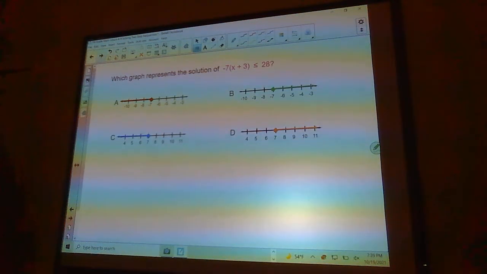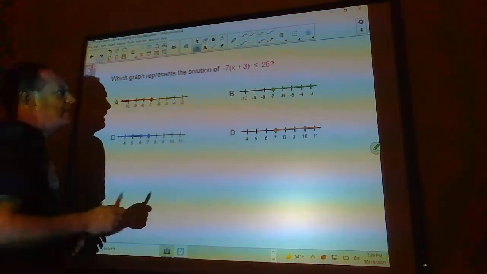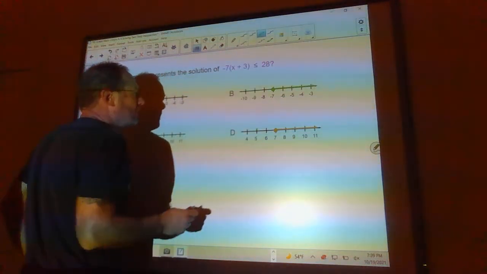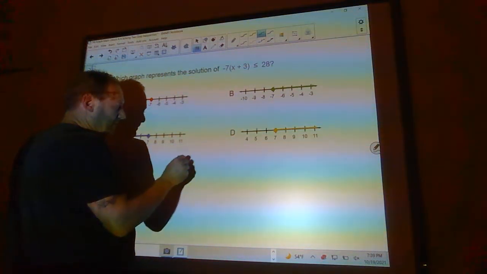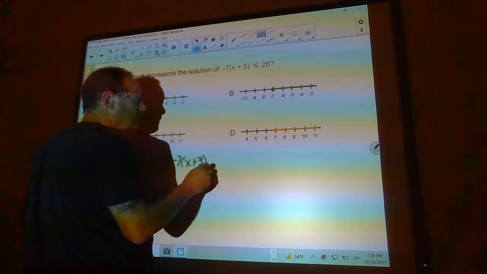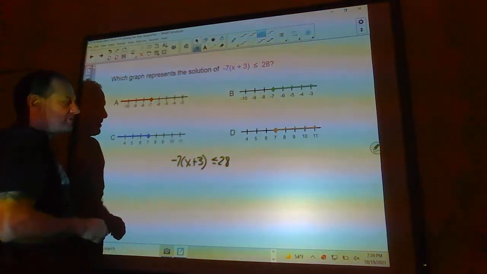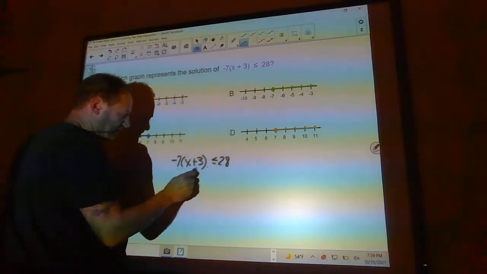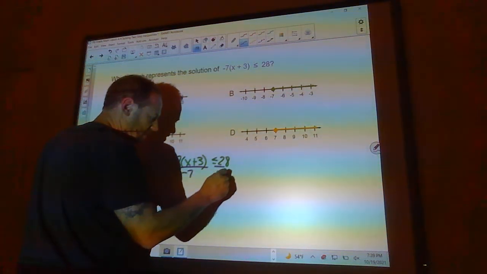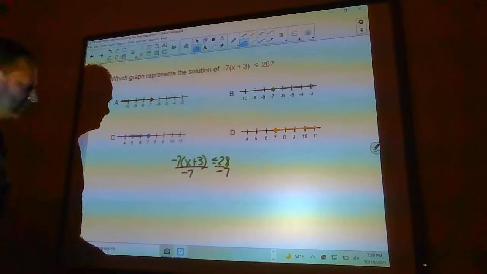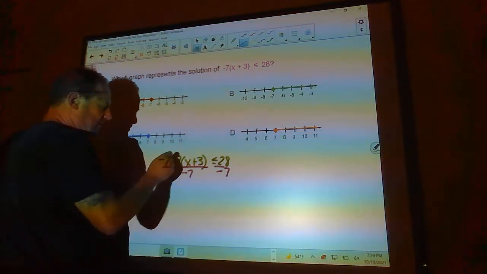Okay, which graph represents the solution to -7 times (x plus 3) is less than or equal to 28? We have 4 choices here. Okay, so let's go ahead and solve this thing. So I'm going to take this and rewrite it down here. The first thing that I would do is divide both sides by -7. You could distribute it if you wanted to, but you don't have to. So this is going to cancel this out.